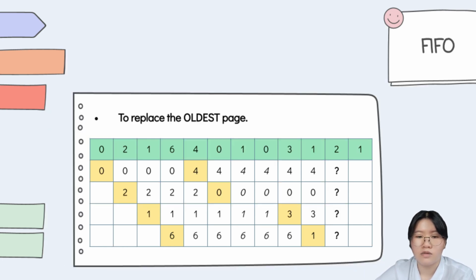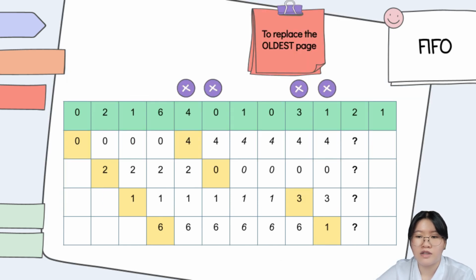Later, 2 is coming, and we also need to insert 2 into the memory. But 2 is not in the memory, so we do the same thing again. Find the oldest page and replace it with 2. In the memory, 4 is the oldest page, so we remove it and insert 2 in the frame. Then 2 becomes page 4. We insert 2, 0, 3, and 1 into each frame.